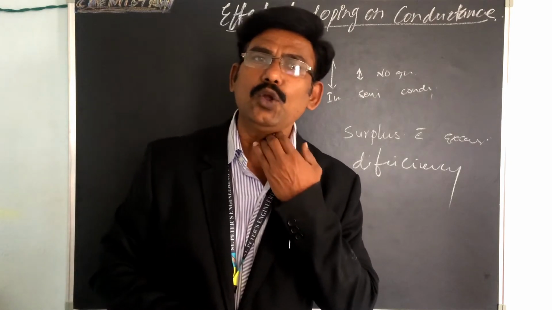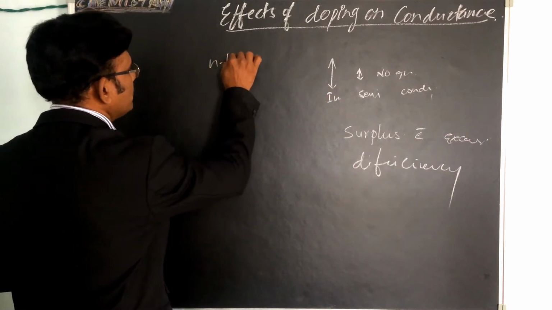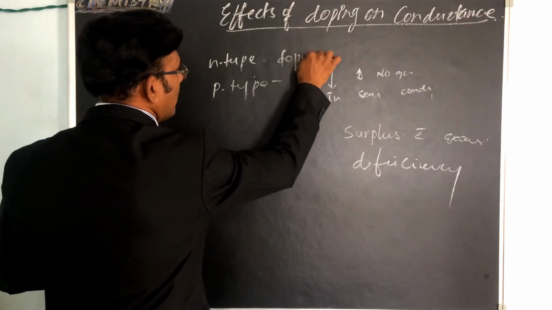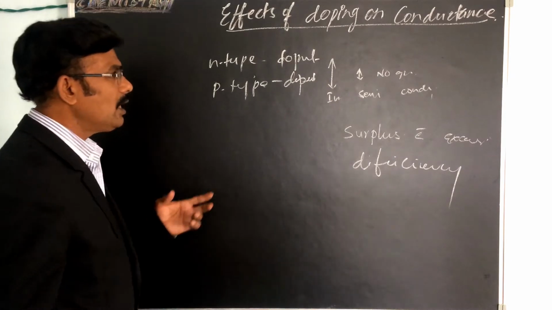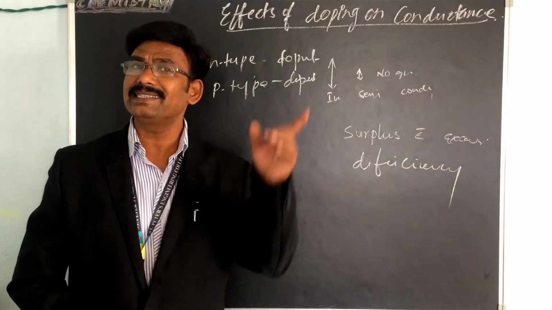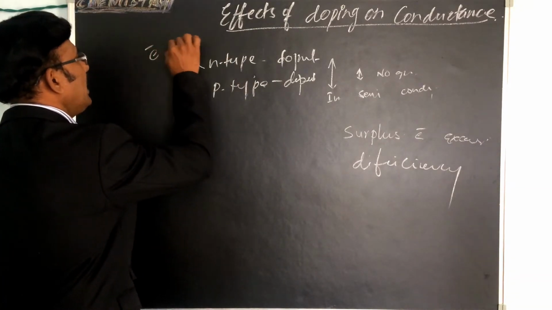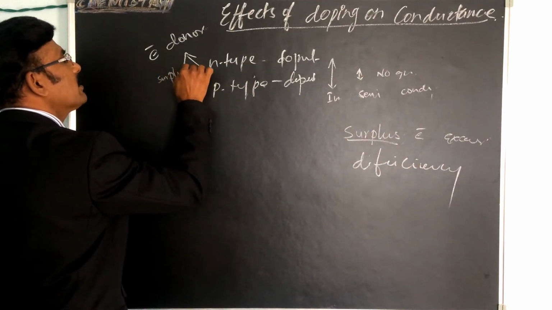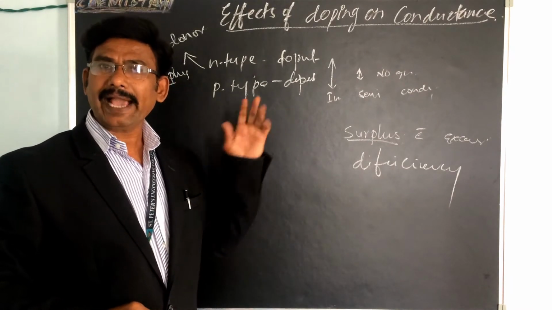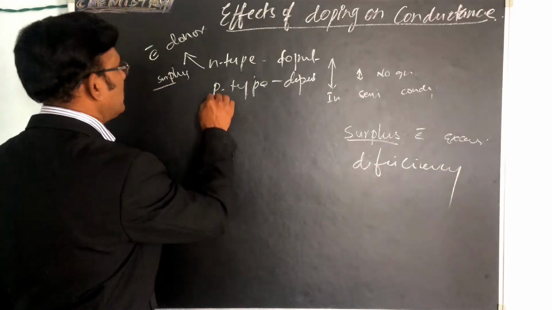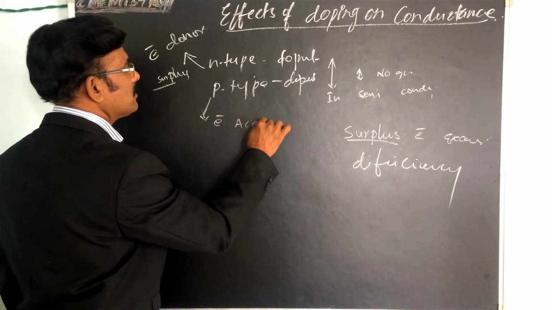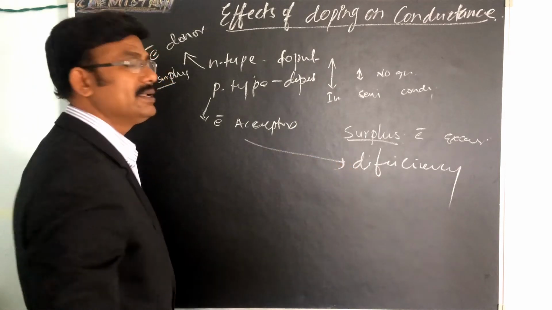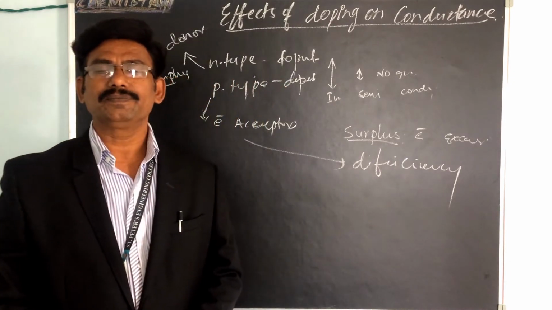N-type dopants act as electron donors. Electron donors means they have a surplus of electrons. P-type dopants act as electron acceptors. Acceptors mean deficiency of electrons. So there are these two types.